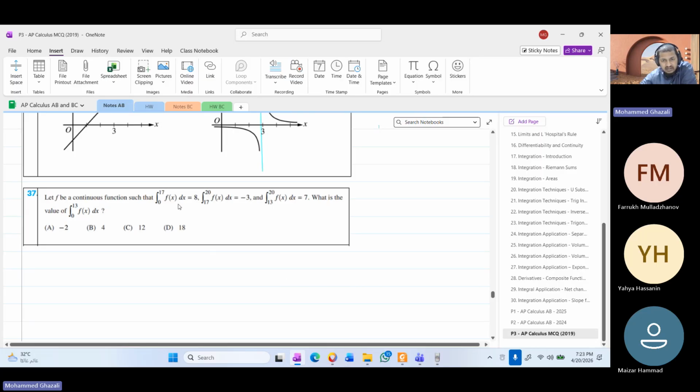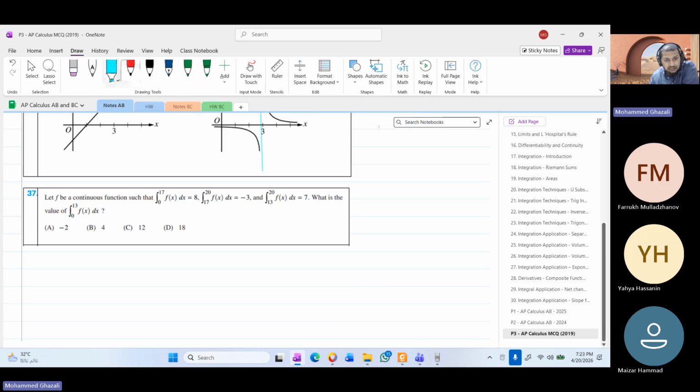Let's look at this. This is a very nice question because see what it says. Integral from 0 to 17 is 8, 17 to 20 is -3, and 13 to 20 is 7. There's a very complicated way of working it out and there's a very easy way. The easy cheat way is this: draw a number line. 0 to 17, what's the answer from 0 to 17? That area from there to there is 8.